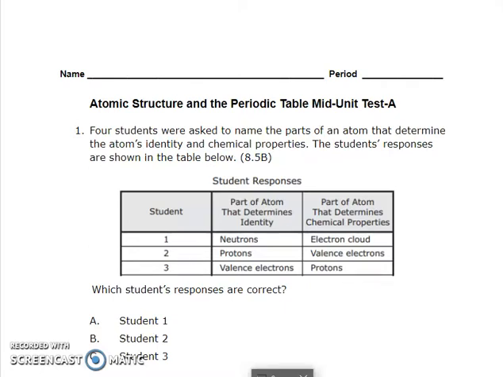Atomic structure and periodic table mid-unit test A. Number 1. 4 students were asked to name the parts of an atom that determine the atom's identity and chemical properties. The students' responses are shown in the table below. Which students' responses are correct?